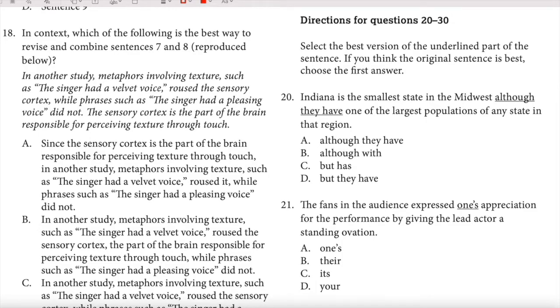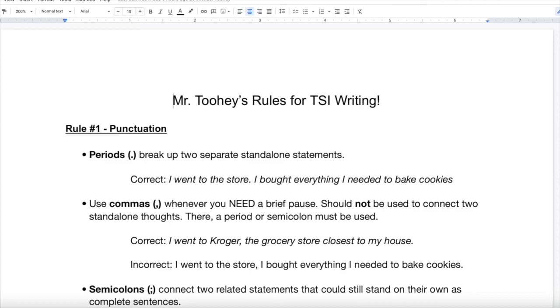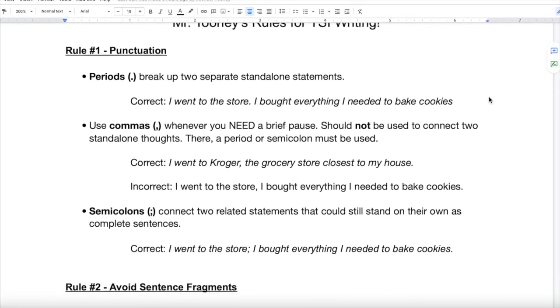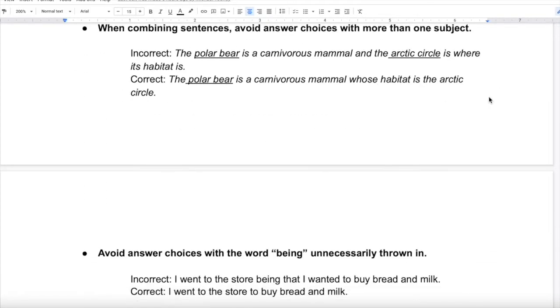And in order to do this, we've got to talk about grammar, which is something that most students probably have somehow escaped school learning anything about. So I'm going to start with my rules for TSI writing. These are all the rules that you need to know in order to succeed on the TSI language arts writing section. Everything is here. Nothing you don't need to know, only things you need to know.